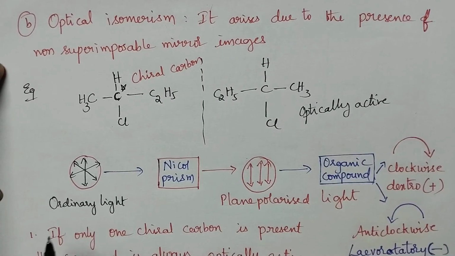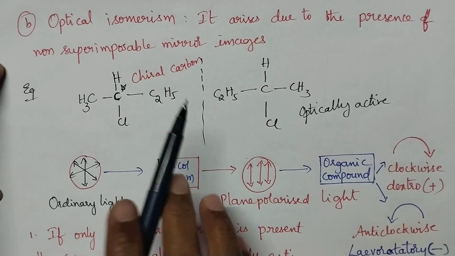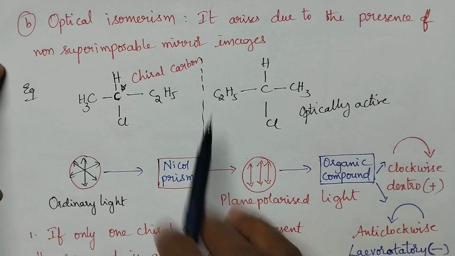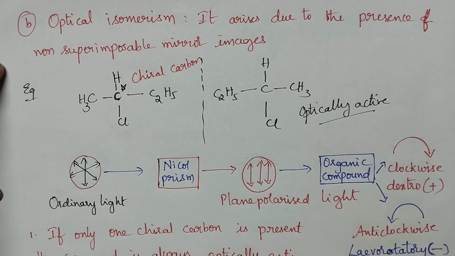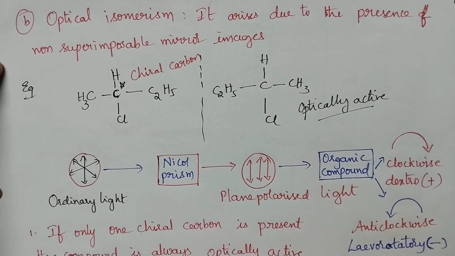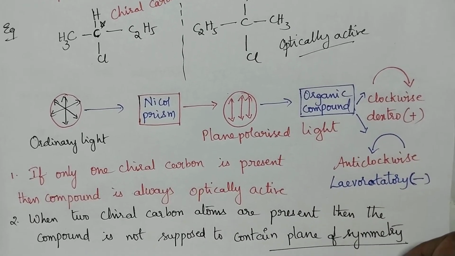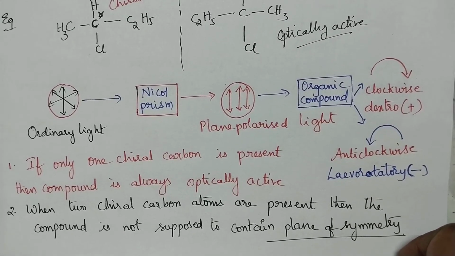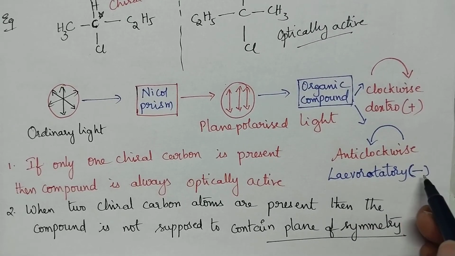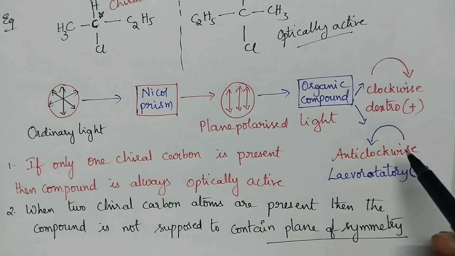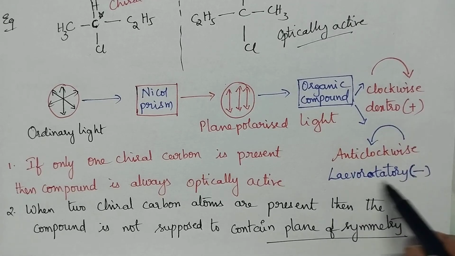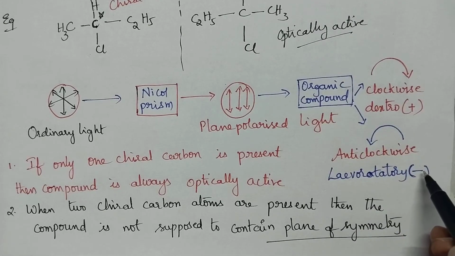If the compound contains non-superimposable mirror images, then the corresponding compound will be optically active. In case of optical isomerism, the isomers can be called dextrorotatory isomers or levorotatory isomers. Let us see what is meant by dextrorotation and what is meant by levorotation.